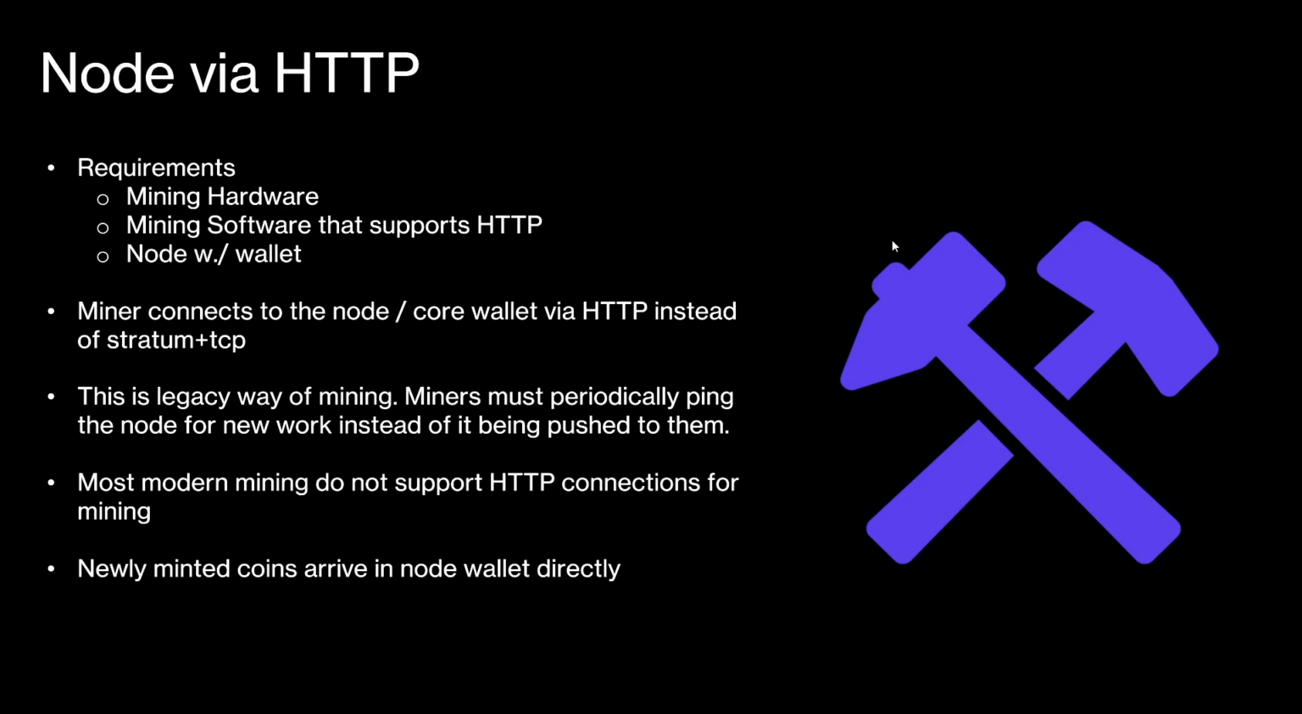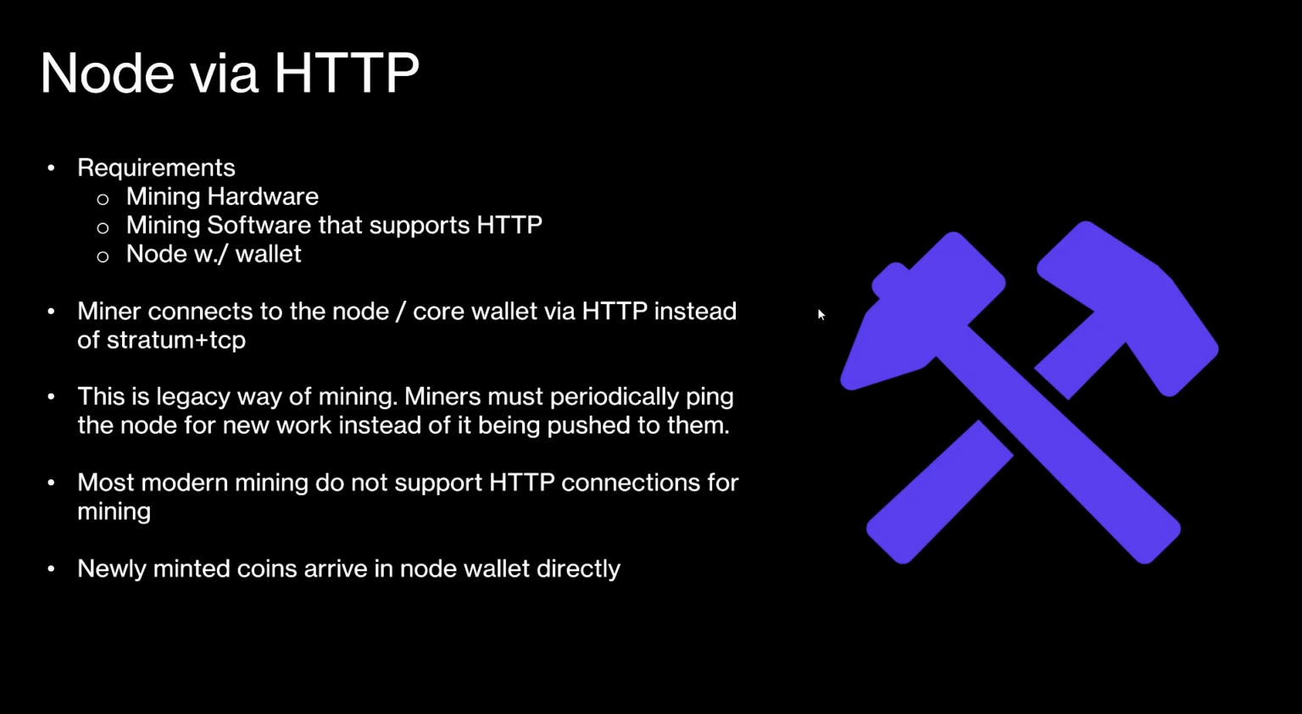So just talking about each of the types, let's start with the HTTP type. Your requirements are, you need to have mining hardware, you need mining software that supports HTTP, as I mentioned, like T-Rex, and you need a node that is running a wallet. This could be something like a core Qt wallet, anything like that.